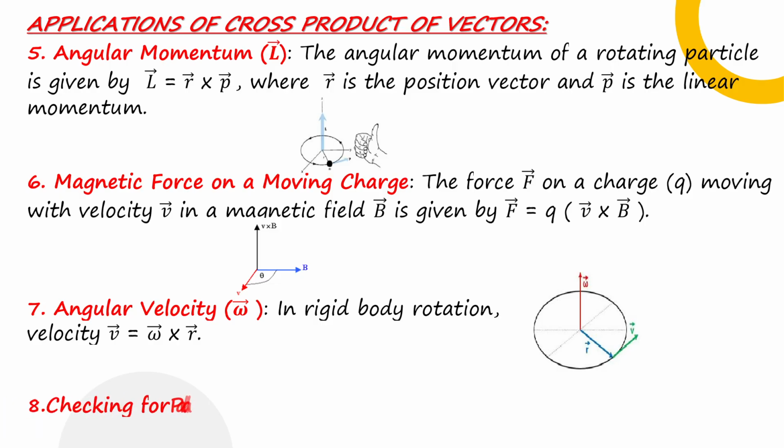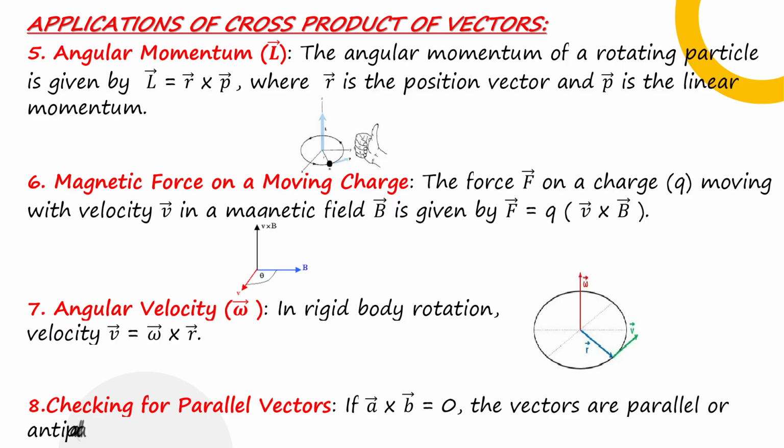And checking for parallel vectors: if A cross B is equal to 0, then the vectors are parallel or anti-parallel. That is, the angle between them is 0 degrees or 180 degrees. Thank you.